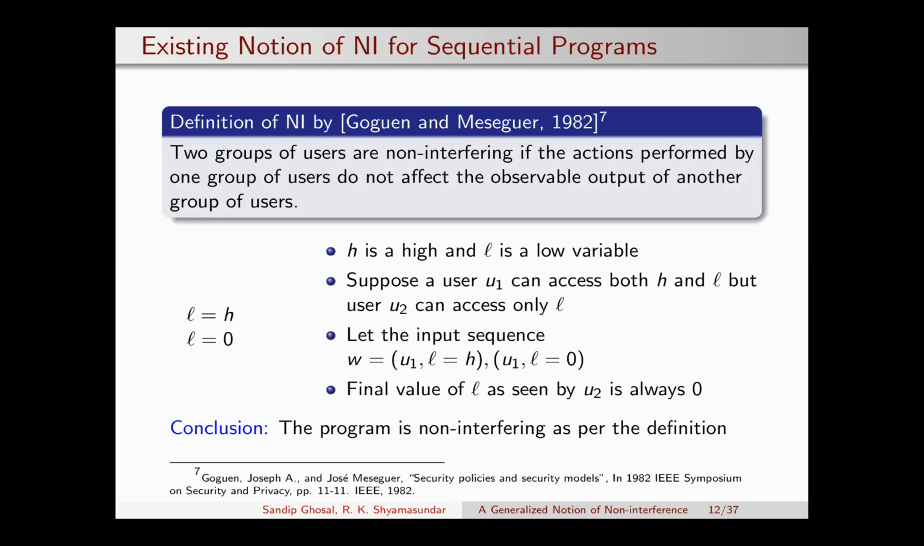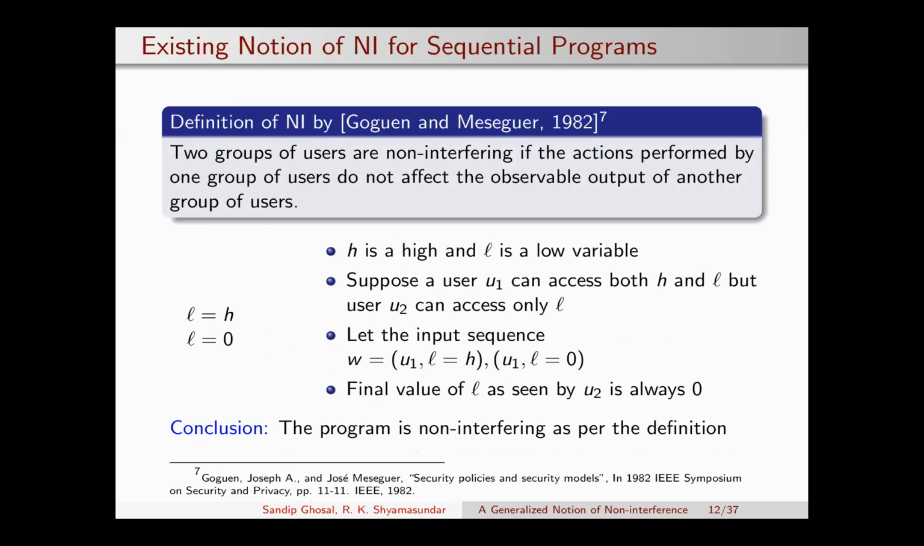There are several interpretations of non-interference. Initially, Goguen and Meseguer in 1982 coined the term non-interference for flow security. They said two groups of users are non-interfering if the actions performed by one group of users do not affect the observable output of another group of users.